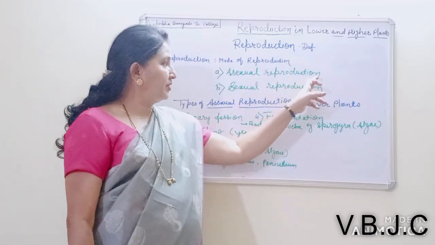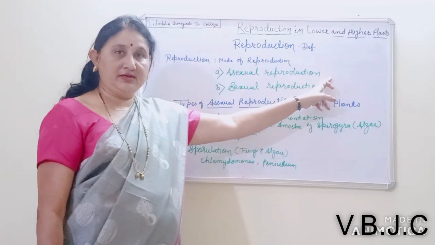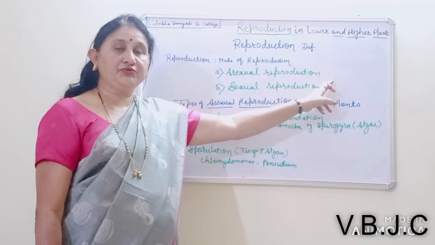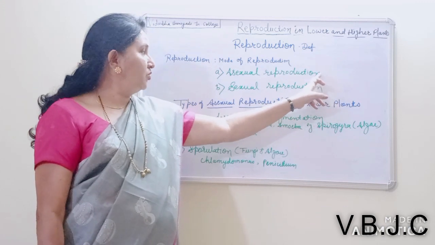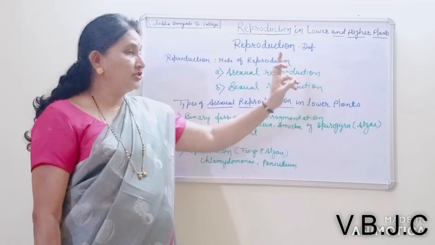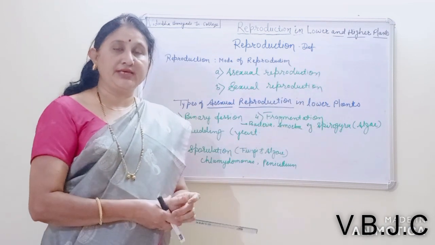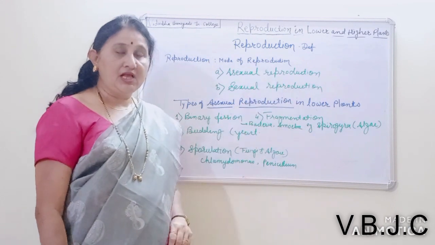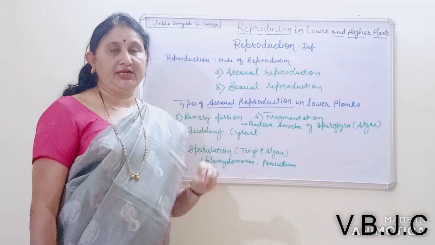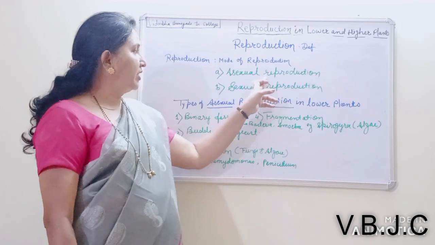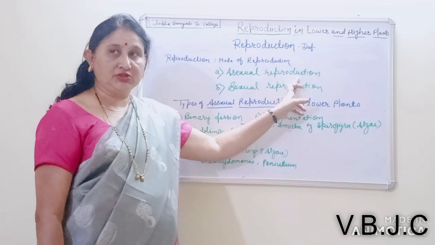Asexual reproduction means reproduction occurs without meiosis or without fusion of gametes. This asexual reproduction is also known as apomixis. Why is it known as apomixis? Because offspring are produced without fusion of genetic material. That is known as asexual reproduction.